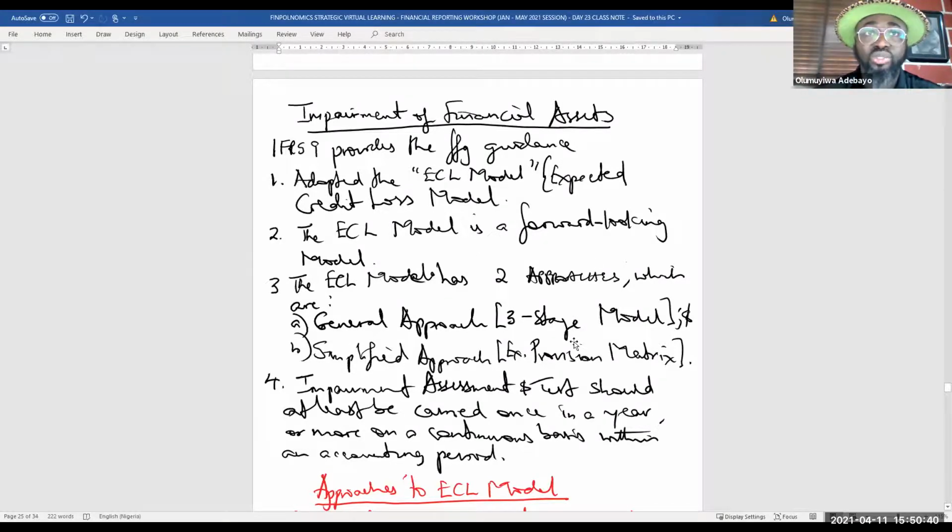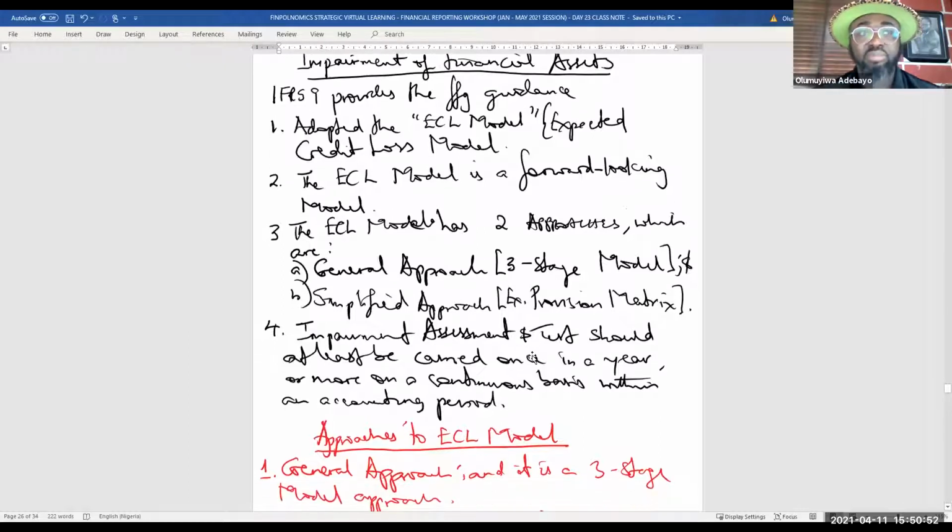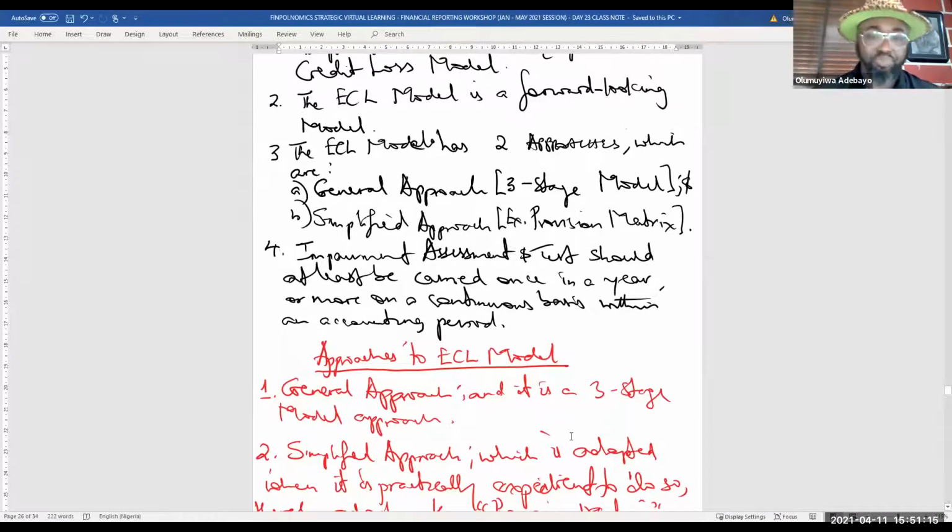We also concluded that in line with IFRS 9, there are two approaches to which impairment assessment can be carried out. One is the general approach, which is a three-stage model. The second one is the simplified approach, which is mainly by way of a provision matrix. And we talked about impairment assessment being required to be carried out at least once every year, usually at the end of the year.